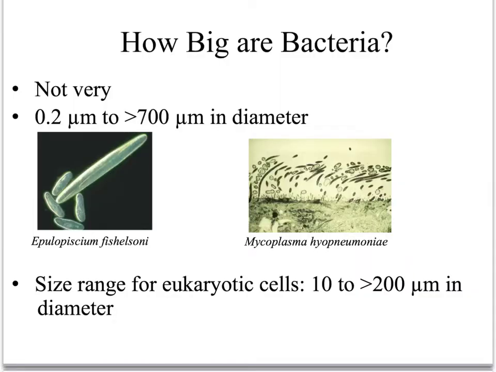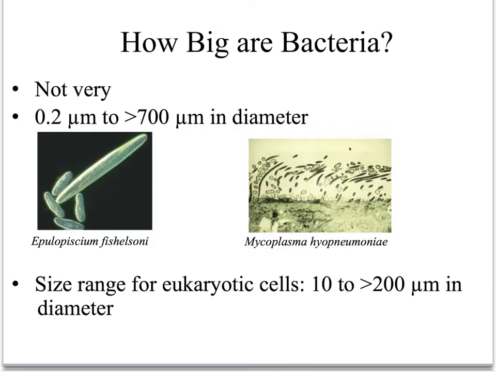So just as a reminder of how big bacteria actually are, they are not very big. You have an established size range of between about 0.2 microns or 200 nanometers to right around 700 microns. Here are some of the biggest, here are some of the smallest. Just to give you some context, the size range for a eukaryotic cell is about, right here, 10 to 200 microns. If you look at the bookends here, so these 0.2 microns and 200 microns, you really see that between the smallest bacteria and the largest eukaryotic cells, you've got about a 2,000-fold difference in size.